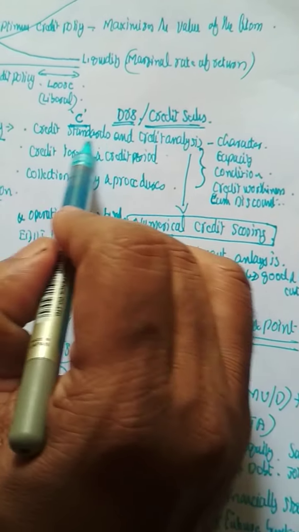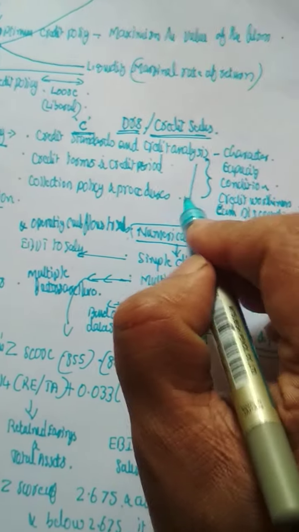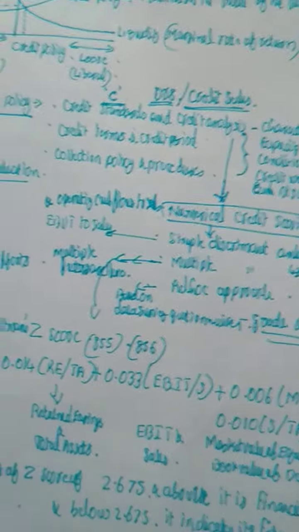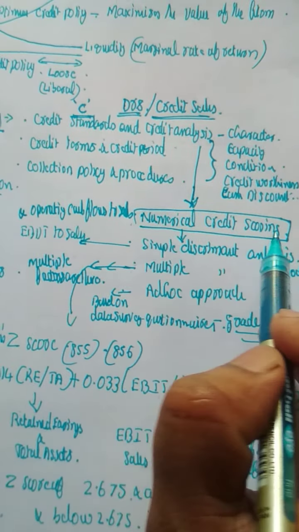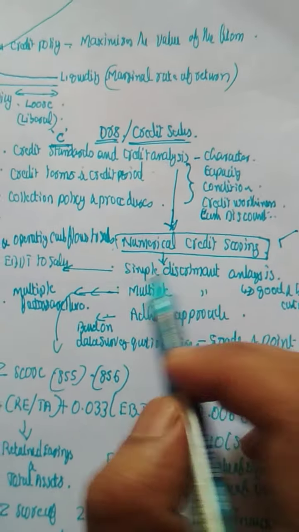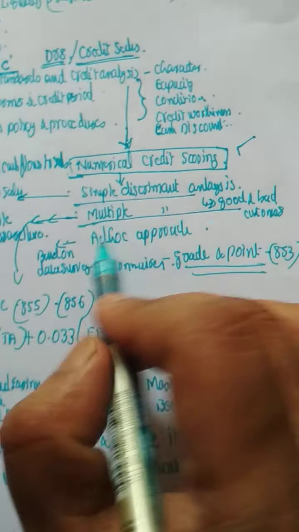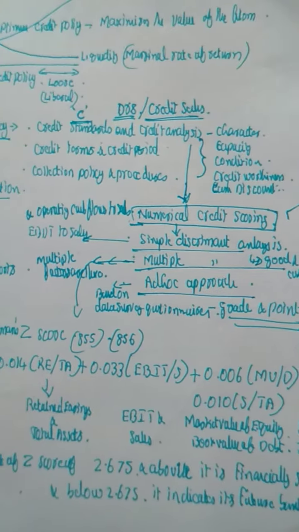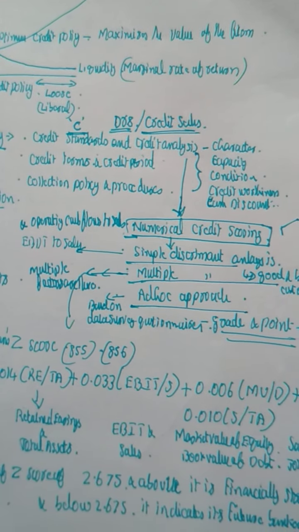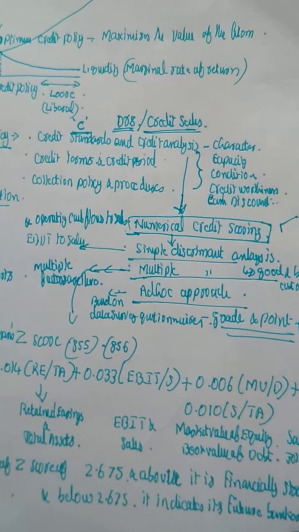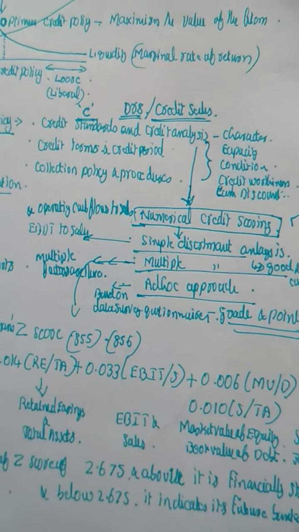What is meant by credit standards and credit analysis? Credit analysis is a technical part. Credit analysis is done through various mathematical and statistical tools like numerical credit scoring, simple discriminant analysis, multiple discriminant analysis, and one more thing, the ad hoc approach. Now, these are various methods to analyze how much credit period should be given to the debtors.